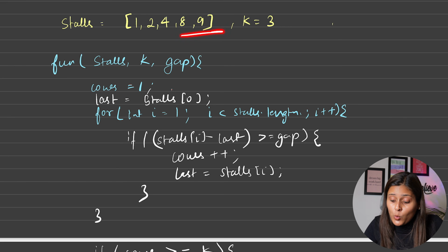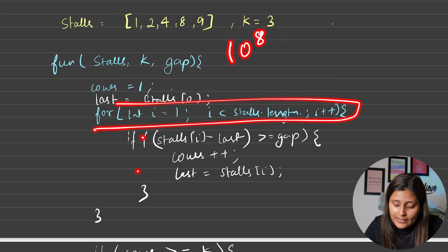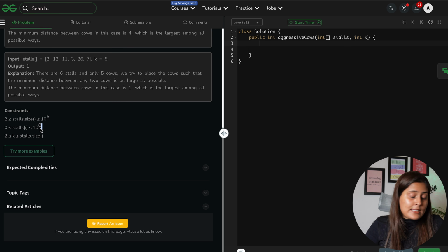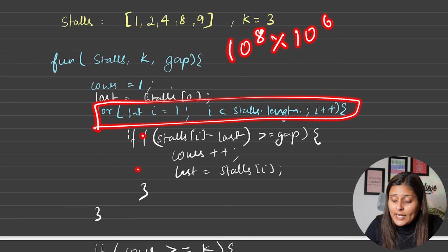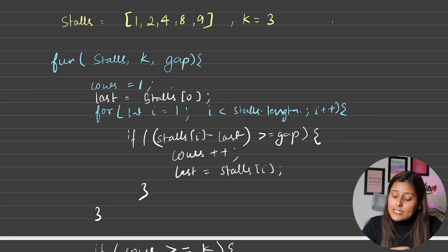So that for loop which we are running from a lower limit to higher limit will be 10 power 8. Now the other for loop which you are running for the stalls length, it says it can go till 10 power 6. So total 10 power 14. Definitely this will give you TLE. So we need to optimize it here.